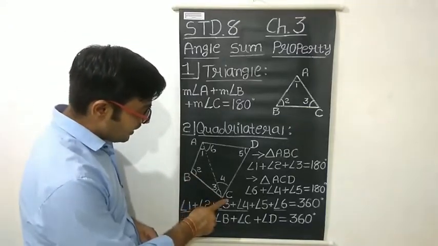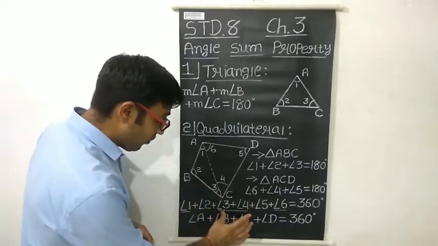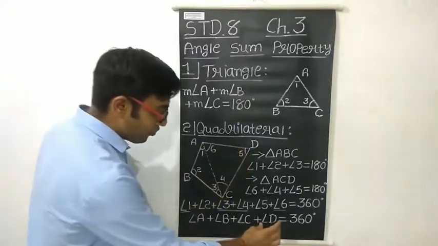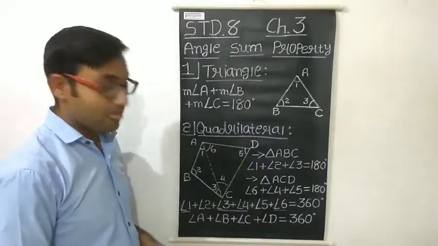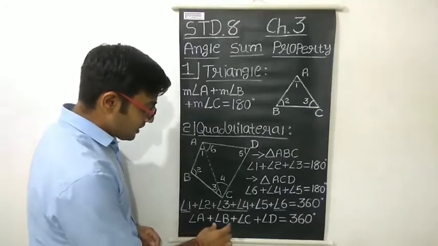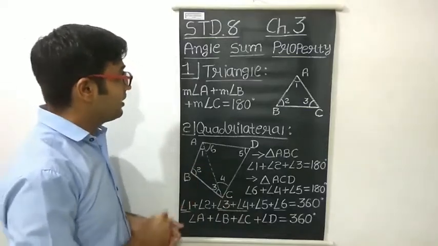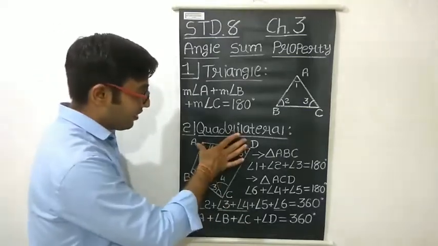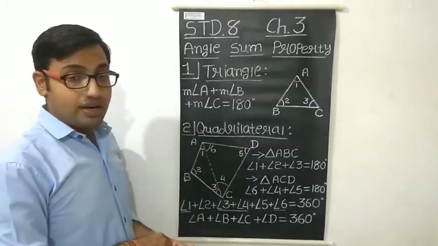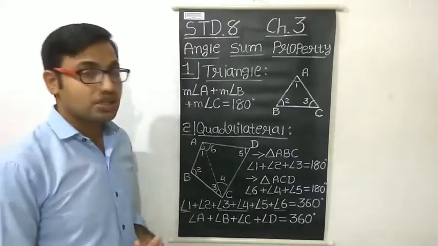Now here also you can see that angle C is divided into two angles, 3 and 4. By adding 3 and 4, we get angle C, and angle 5 is equal to angle D, so instead of angle 5 we can write angle D. And on the right hand side we get 360 degrees. So now you can see that angle A plus angle B plus angle C plus angle D is equal to 360 degrees. That means the angle sum property of a quadrilateral is 360 degrees. We can say that for any quadrilateral, if we add all the angles, the sum is equal to 360 degrees.